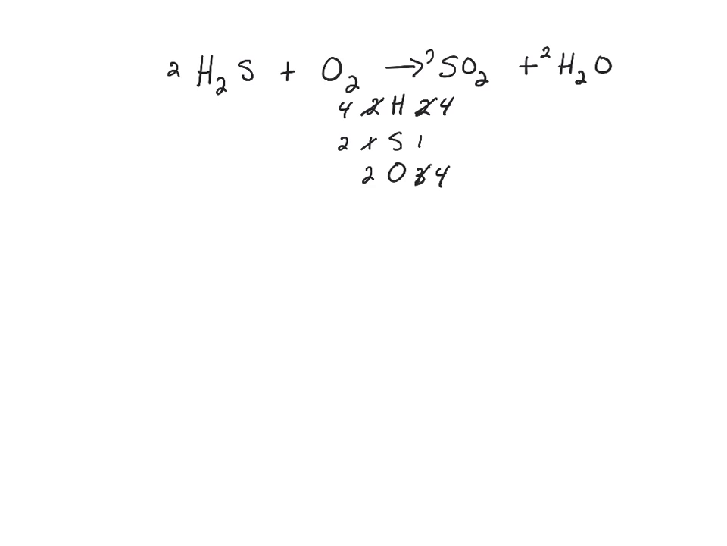So I'm going to jump up here and try a 2 in front of this. So now I've got 2. But that's going to change my oxygen. 2, there's 4, plus 2. That's going to make it 6. And now I'm going to jump back to this side.